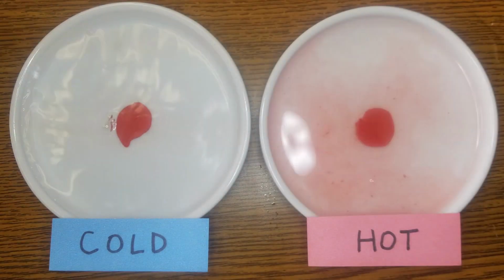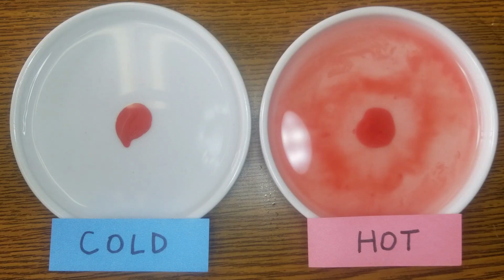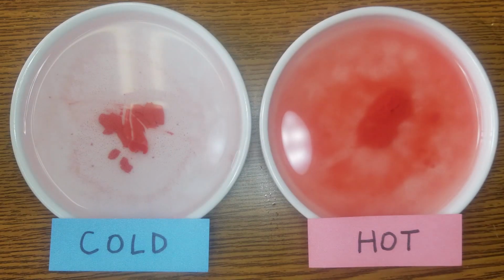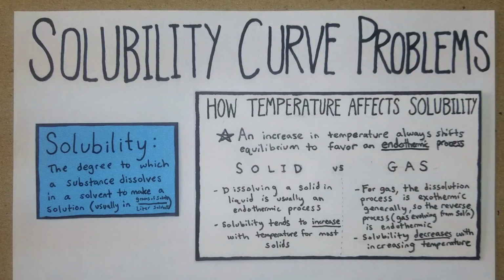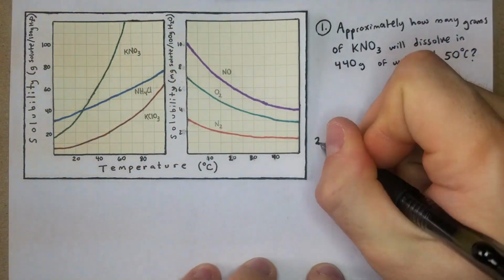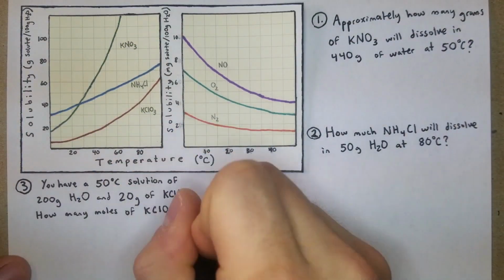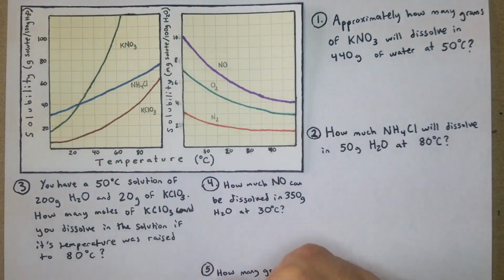This one I repeated, but I added the paint first and then the water, and as you can tell from the cold, it wasn't even going to take on the color of the paint until I disturbed it, and even then it's significantly slower, and the pieces coming off are more well defined. So here we have just 6 different problems that we're going to use these solubility curves to answer.